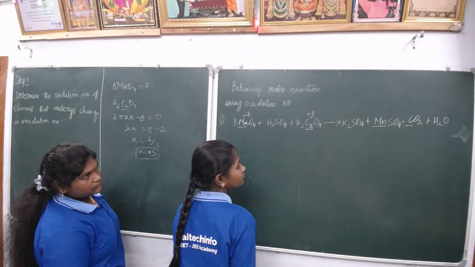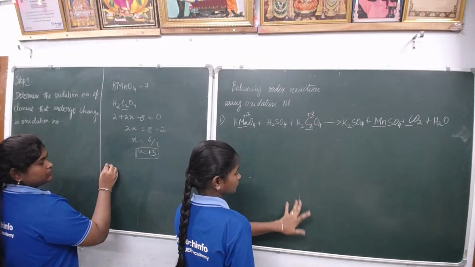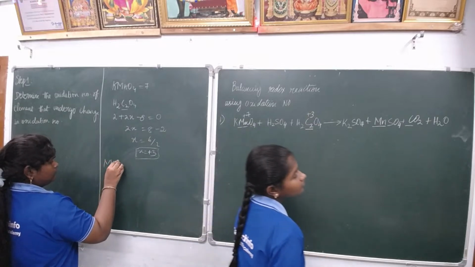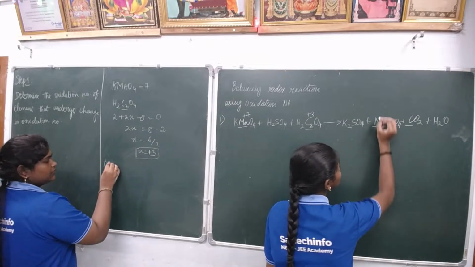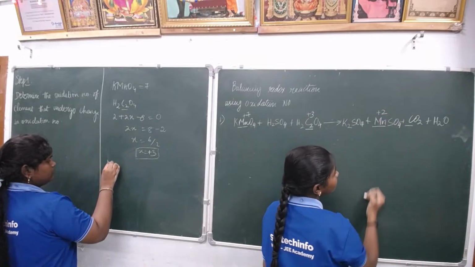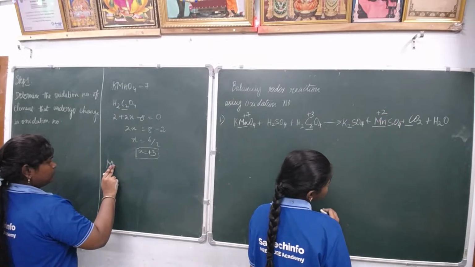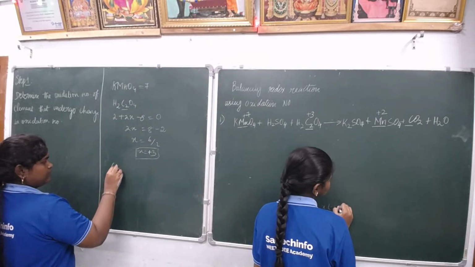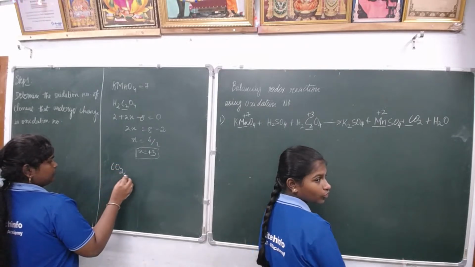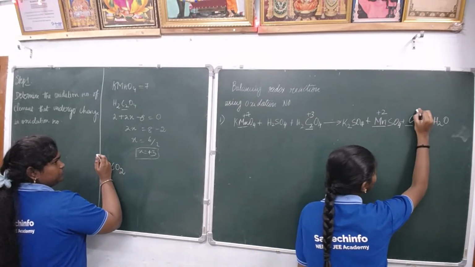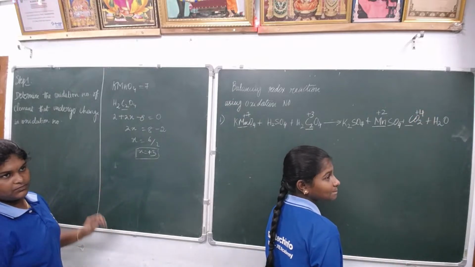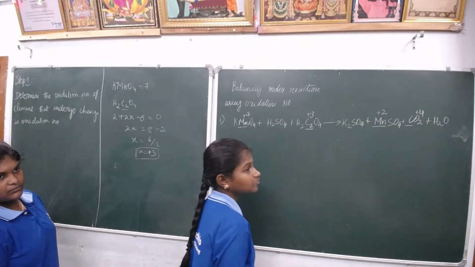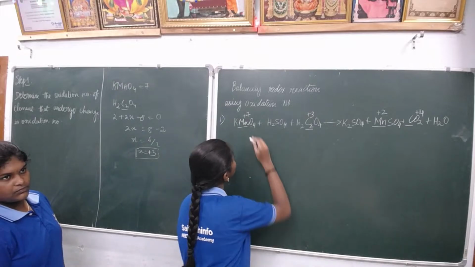And identify the next, manganese here. Manganese sulfate. What is the oxidation state for manganese? Sulfate is minus 2 and this is plus 2. So you can put simply plus 2. Then what is the oxidation state of carbon in carbon dioxide? O is minus 2. 4. Very good. So plus 4. Okay. Now what you can do? Plus 7 becomes plus 2. Put the arrow mark like this.